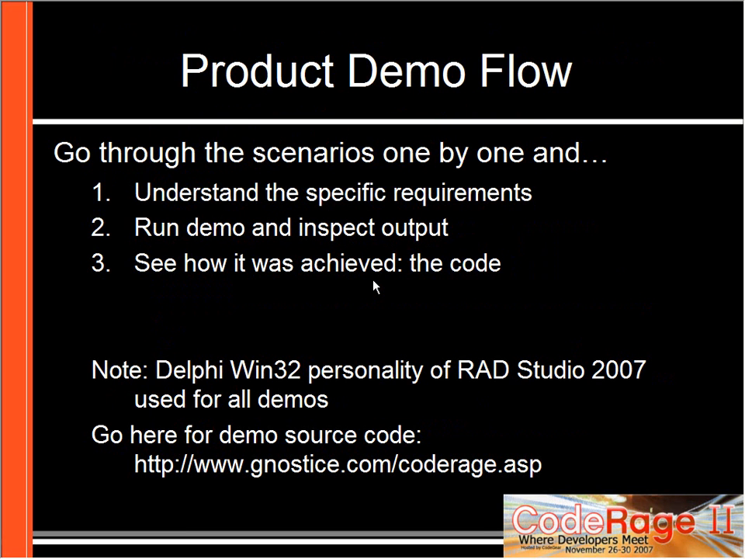Here's the general flow plan for the product demonstration. As we have covered point 1 of understanding the user need, we'll briefly touch upon it and move on to knowing how it's done. Note, all of these demos will be in the Delphi Win32 environment. And you can get some of the demo source code at the Gnostice website.